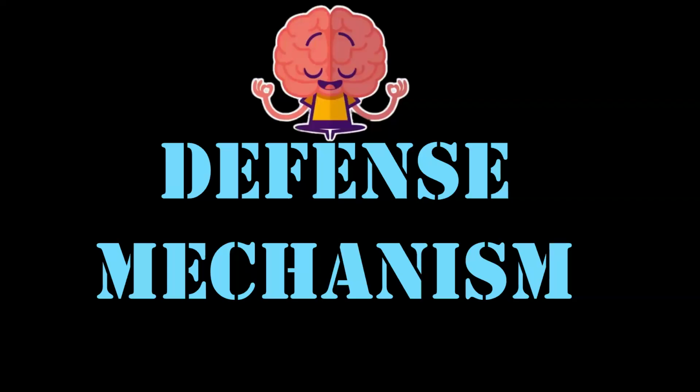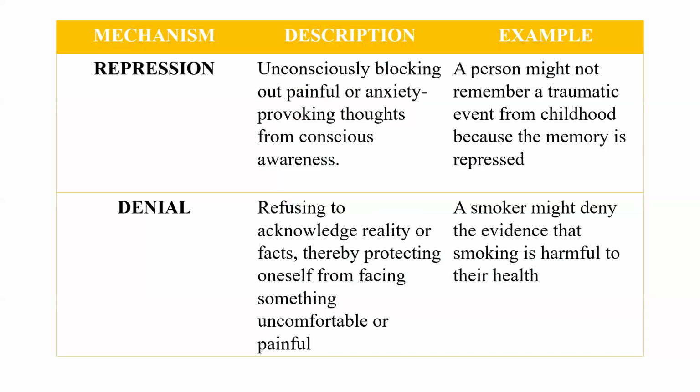And now we'll see the defense mechanisms given by Freud. Very important. The first defense mechanism is repression. Repression is when we repress our painful thoughts from conscious awareness. Like we don't want to remember any traumatic event from your childhood, which you have repressed, you don't remember it. Okay. Then we have denial.